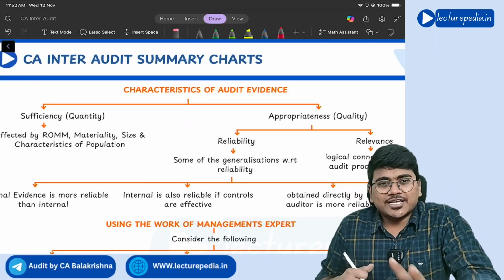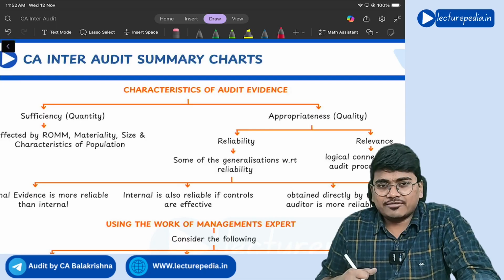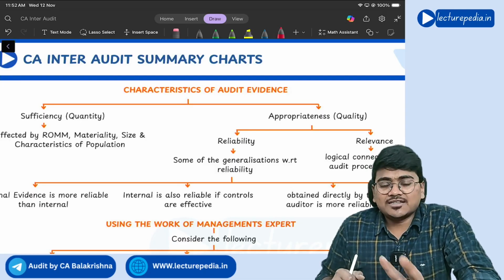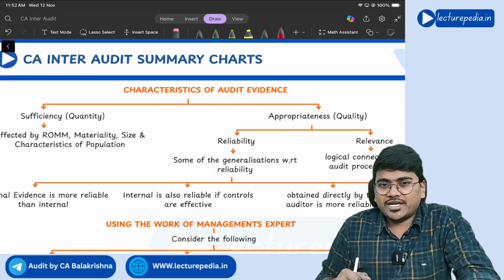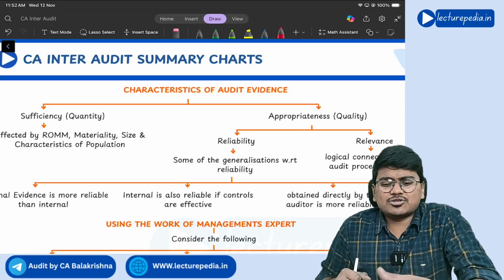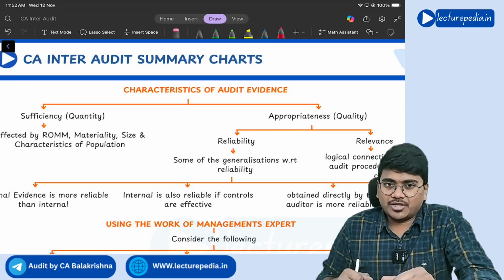Next, characteristics of audit evidence. I told you there are two characteristics of audit evidence. First one is sufficiency. Second one is appropriateness. Now, what is meant by sufficiency? Sufficiency refers to the quantity, right?